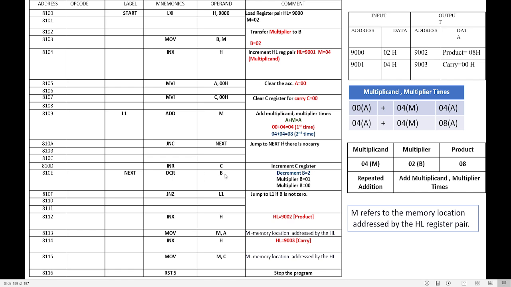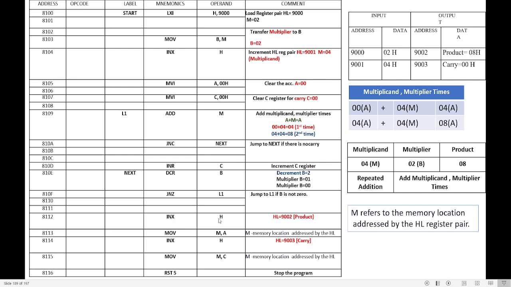What is next? Decrement B. B is 1. If I decrement, it becomes 0. Since it is not 0, I would need to go here. Since it is 0, instead of going there, I go to the next step. It indicates I have added 2 times. By decrementing B, I get 0. Since it is 0, I go to the next step. What is my next step?